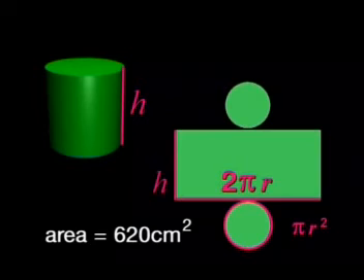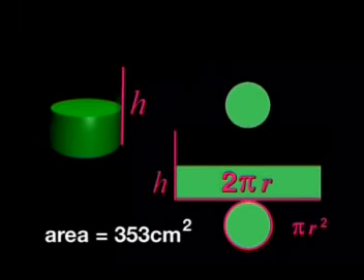So this cylinder has a surface area of about 620 square centimeters. This cylinder with half the height of the other one has a surface area of 353 square centimeters. That's more than half of 620. Although the height is halved, that doesn't make the surface area half of the bigger one.